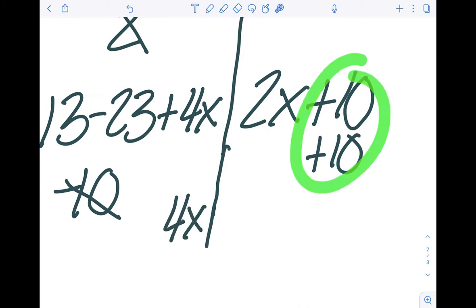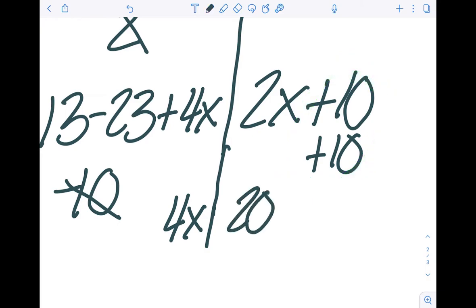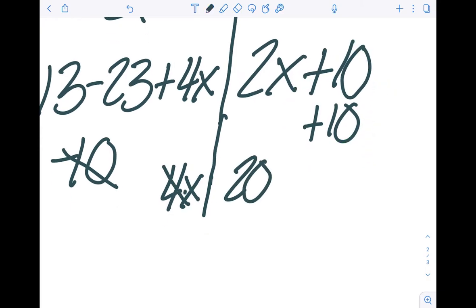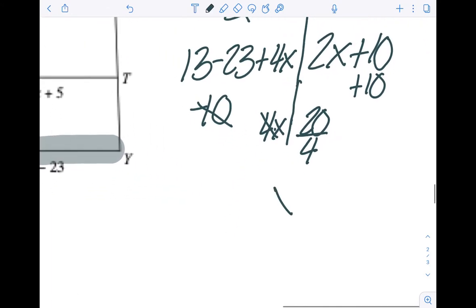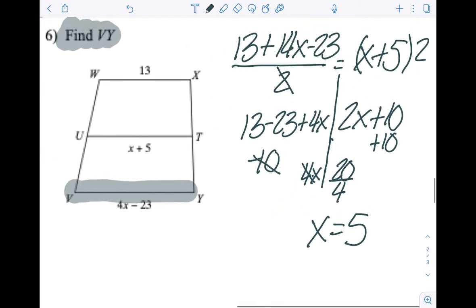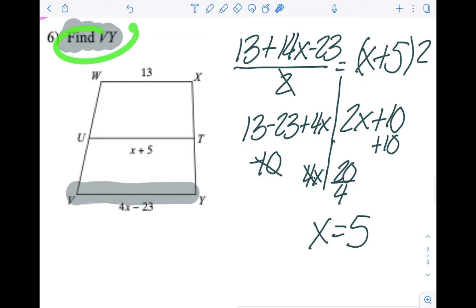10 plus 10 is 20. The opposite of multiplying by 4 is dividing by 4. So I get x is equal to 5, right? But I'm going to find VY. VY, kiddos, is 4x minus 23.